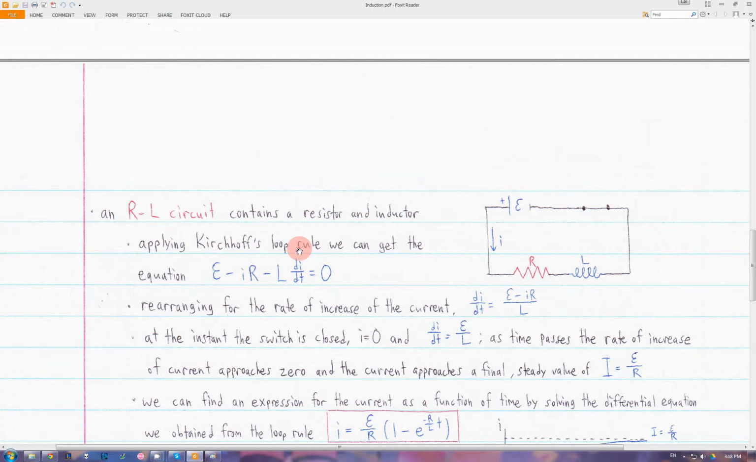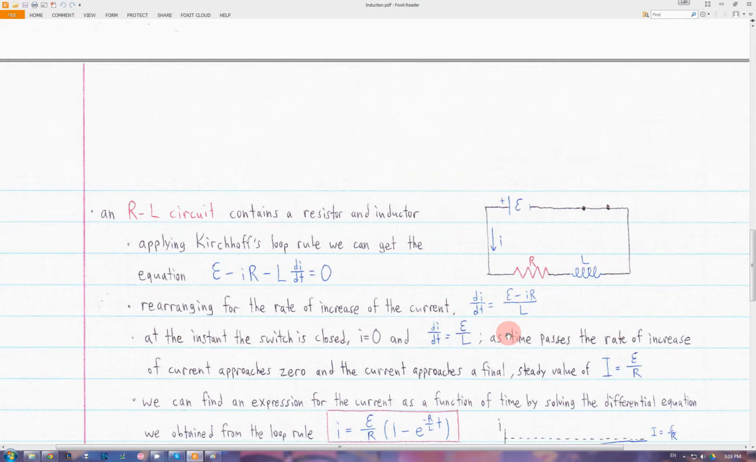Rearranging this equation and solving for di dt, we get this expression. The instant that we close this switch and the circuit starts to run, the current is still 0. Remember, when we have an inductor, the current cannot change instantaneously, because the inductor is going to oppose any change in the current by Lenz's law. So at t equals 0, I is still equal to 0, and the current starts increasing at the rate E over L, because this I over here is 0, so di dt becomes E over L.